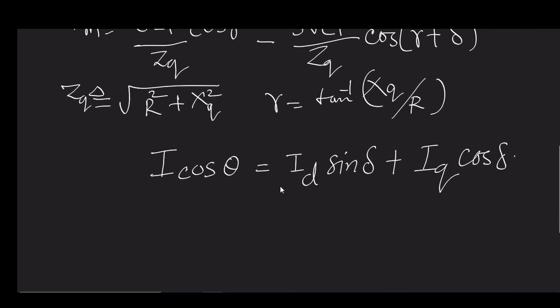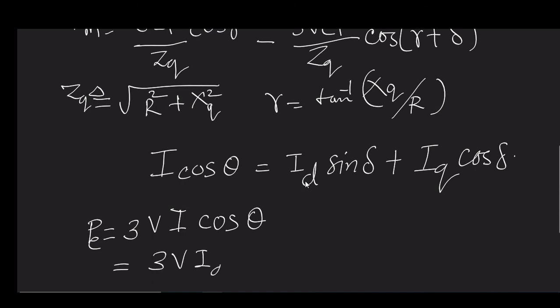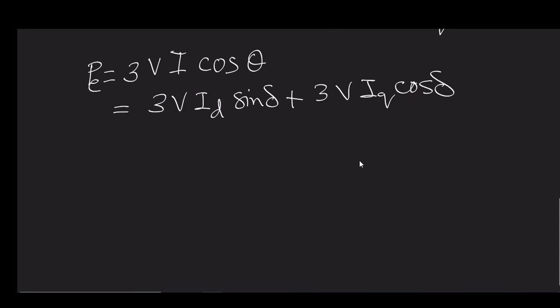Now see that with this description, more importantly what we can write, like P is equal to 3VI cos theta, that is our output power. So that is equal to 3V Id sine delta plus 3V Iq cos delta, right?